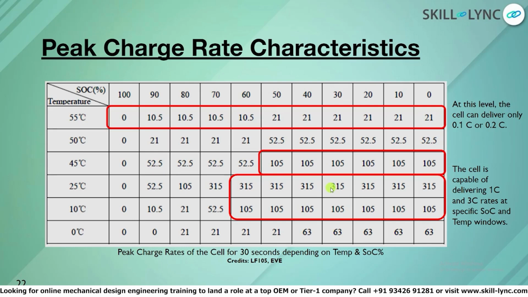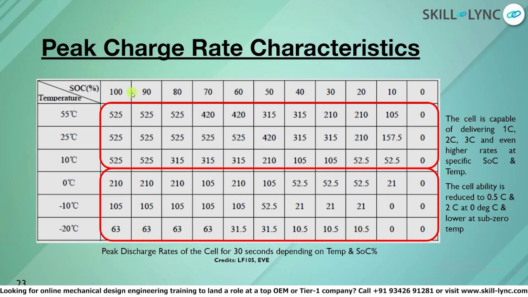Now this is for the peak charge rate. Now something similar is there for the peak discharge rate. So over here, it's interesting that the temperature has now gone from minus 20 degrees to 55 degrees, whereas charging was from 0 to 55, but the discharge is from minus 20 to 55. So up to minus 20 degrees or sub-0 degrees, the discharging can happen.